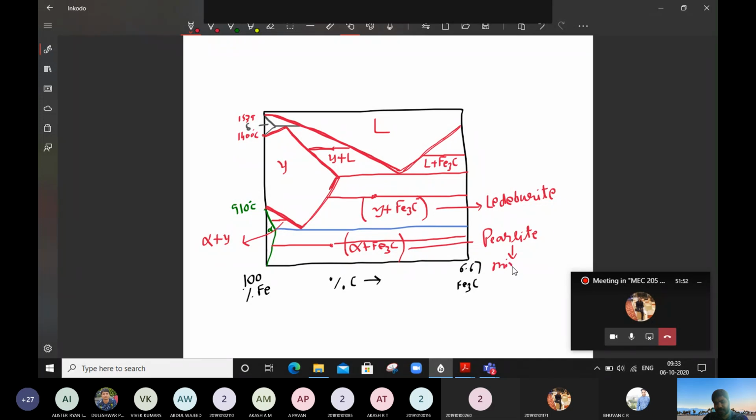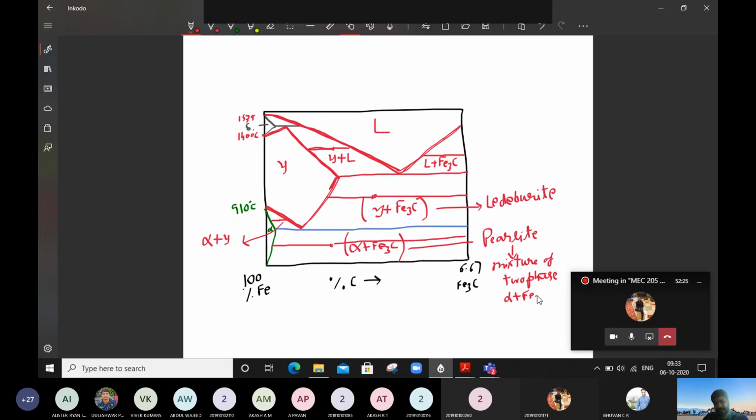Let me write here. You are supposed to note it down that it is a mixture, not a single phase. It is a mixture of two phases. What two phases? Alpha plus Fe3C. So this perlite is the mixture of two phases, that is alpha and Fe3C.